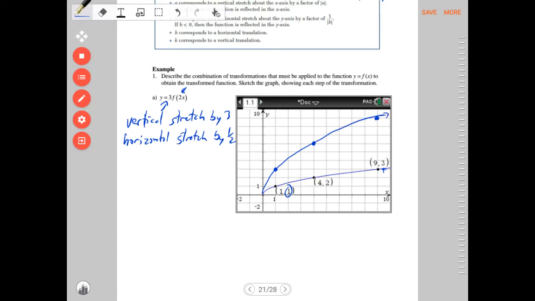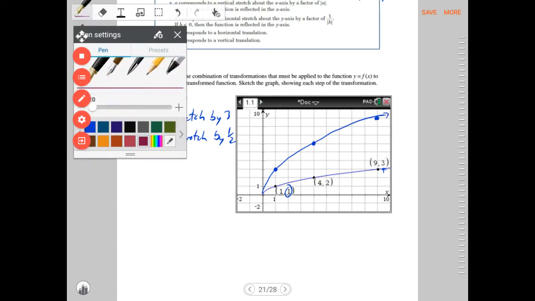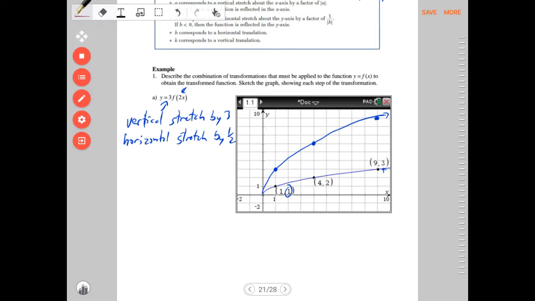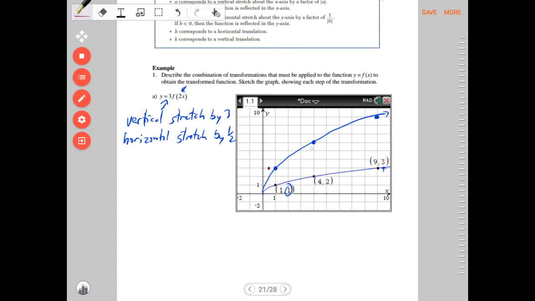Now I'll write in red again so we don't get mixed up. So now we take the x-coordinates and times them by a half. The x-coordinate here is 1, so now that's a half. The x-coordinate for this one is 4, so 4 times a half is 2. And the x-coordinate here is 9. 9 times a half is 4.5, or just 9 halves. And the final graph then works out to this.